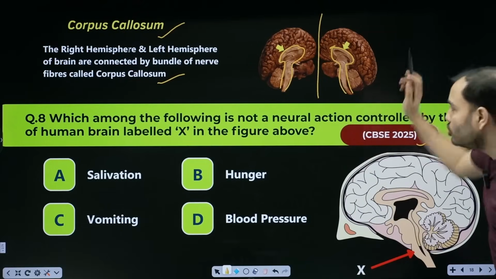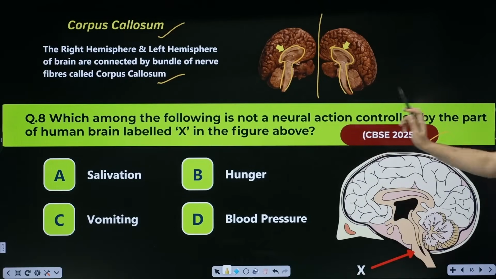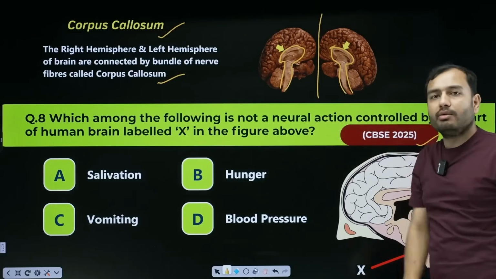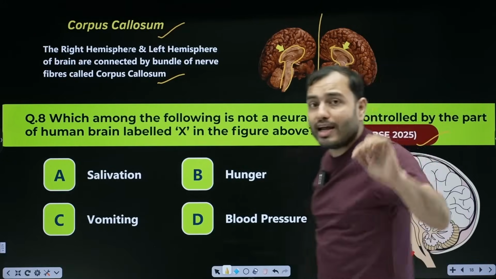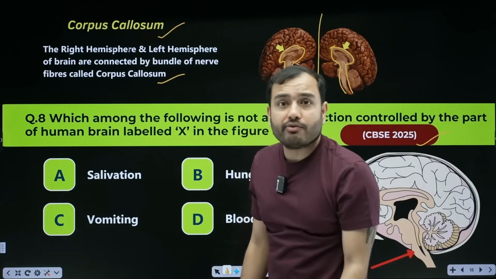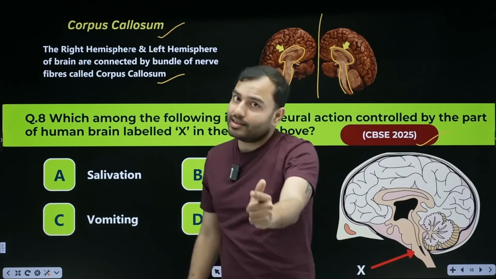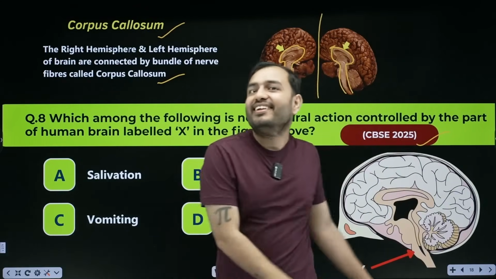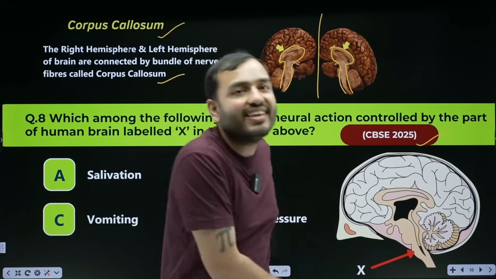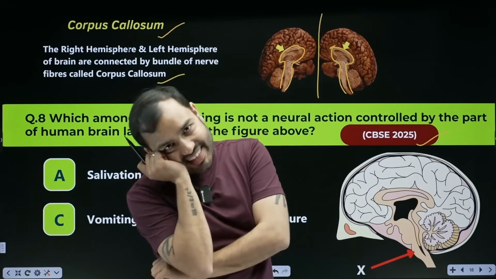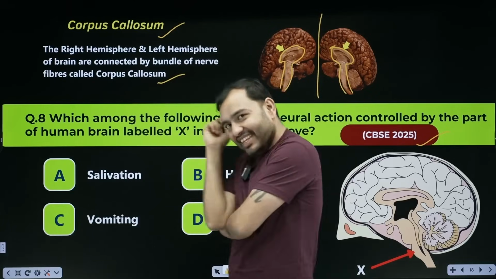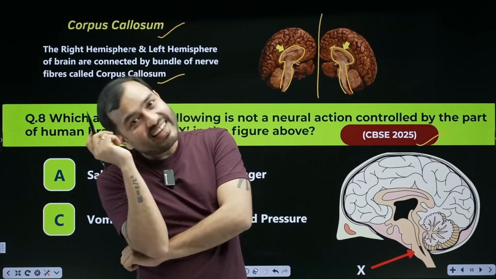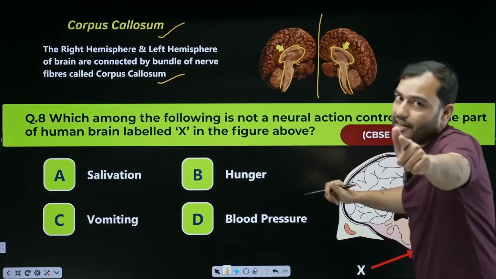Which among the following is not a neural action controlled by the part of the human brain labeled X in the figure below? Pause and tell the answer. If you studied well, you will be able to do it. If it's not happening, then go back and revise the brain diagram again. Revise all the functions. Now go, memorize it. Then you will comment after pausing, then I will continue.